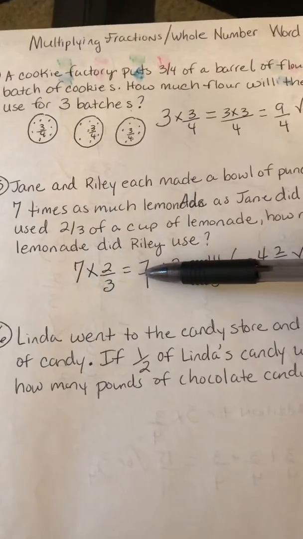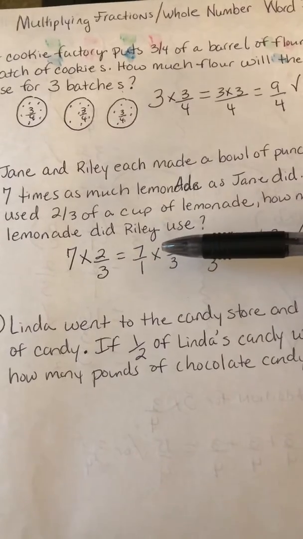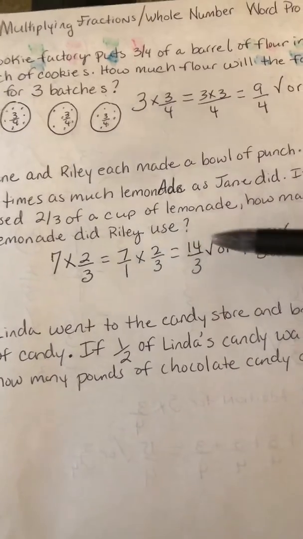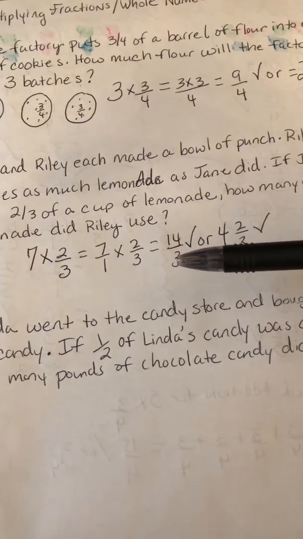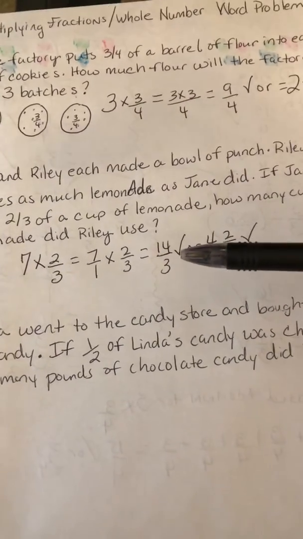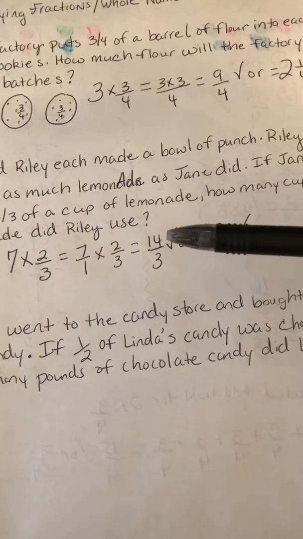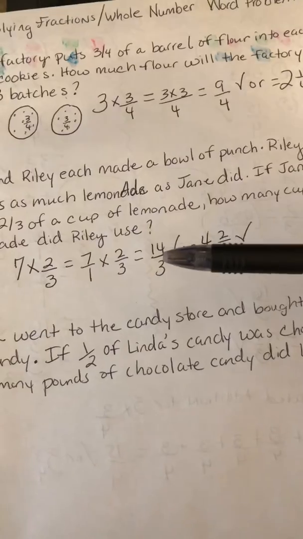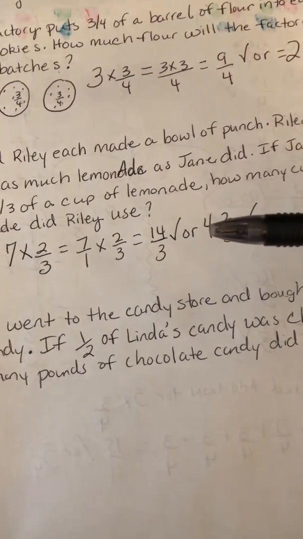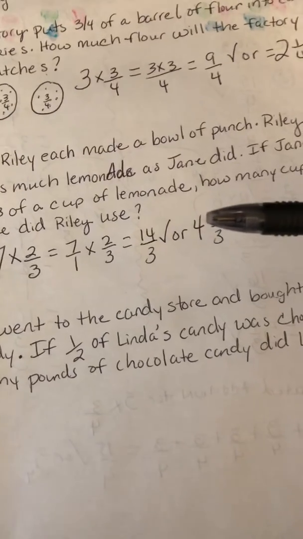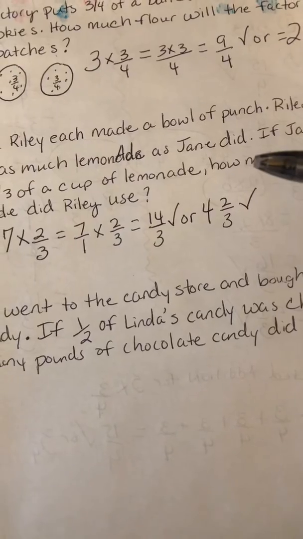This time I use the A over 1 times B over C. So I'm going to multiply my numerators. 7 times 2 equals 14. And my denominators, 1 times 3 equals 3. Check mark because 14/3 is my first answer. Or I can simplify it by changing it to a mixed number and dividing 3 into 14. Okay, I'm able to make 4 whole groups out of that amount with just 2/3 left over. Okay, so both of those answers are correct.